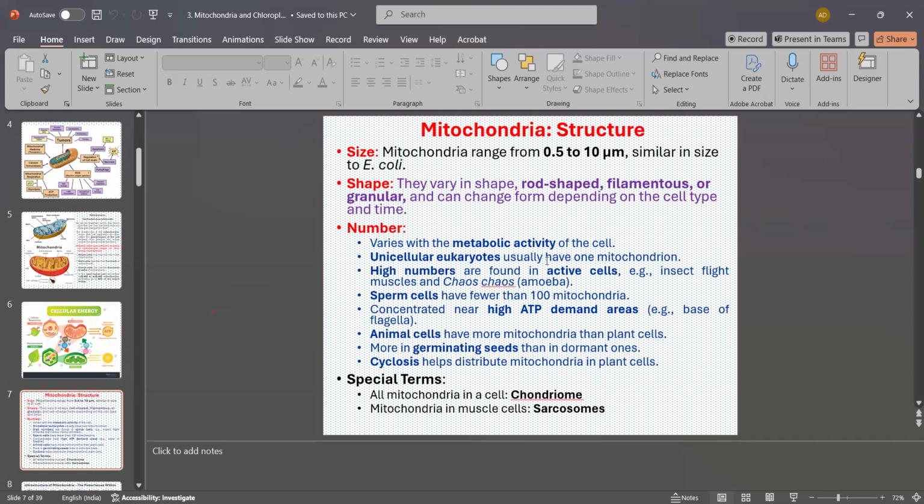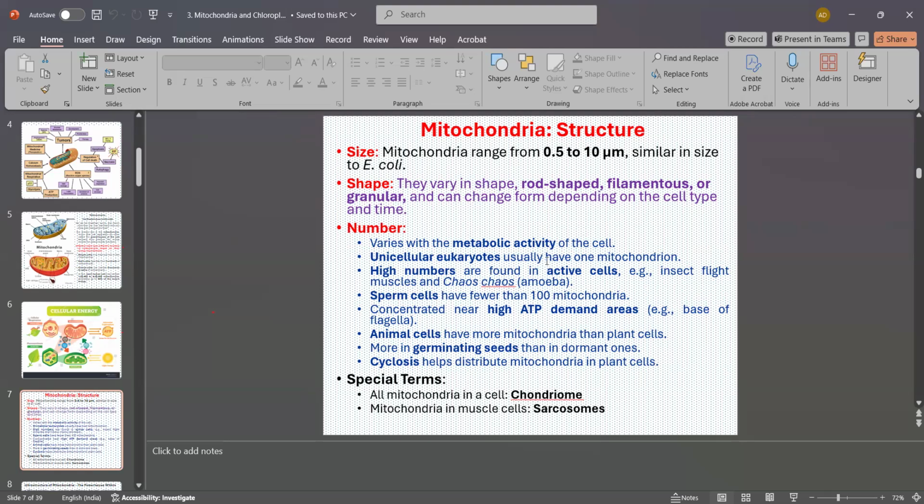Animal cells have more mitochondria than plants. There are more in germinating seeds than in dormant seeds, because germinating seeds are more active. Cell division is fast, and the response depends on the mitochondrial number and size. In dormant cells, after germination, the growth of the plant is slower, because the number of mitochondria and their size is less. Cyclosis helps in distributing mitochondria in plant cells.